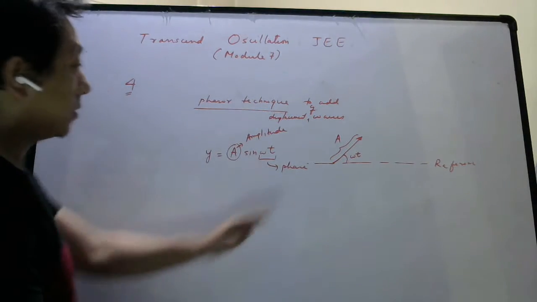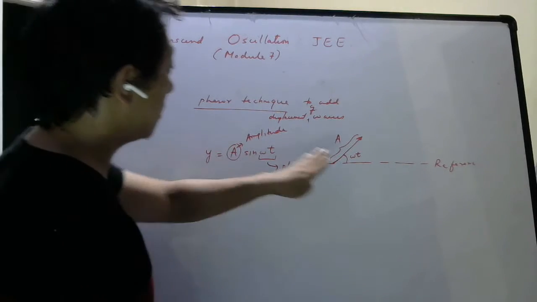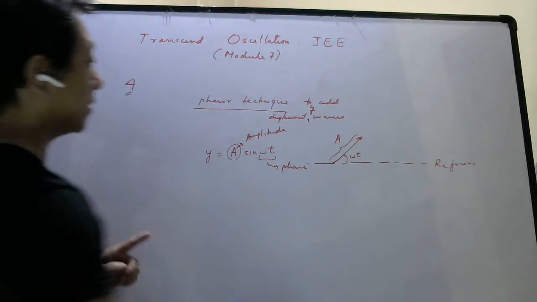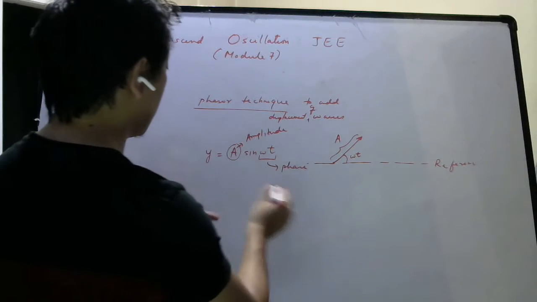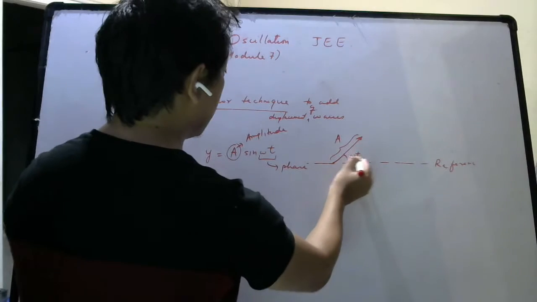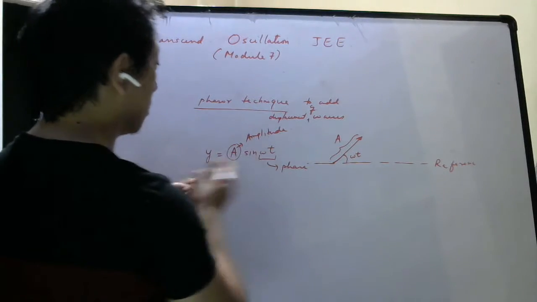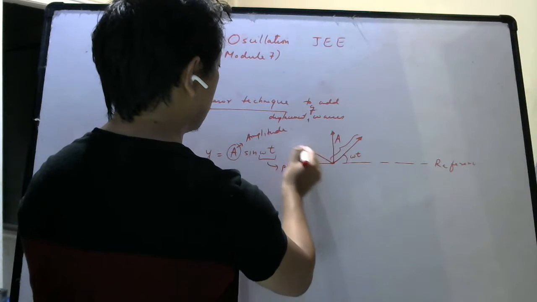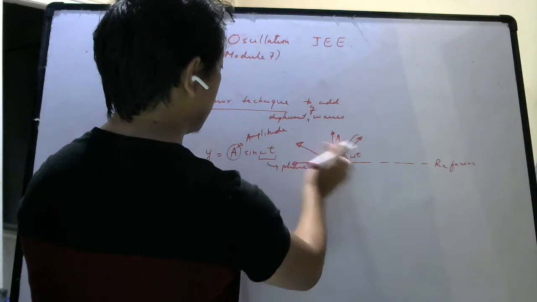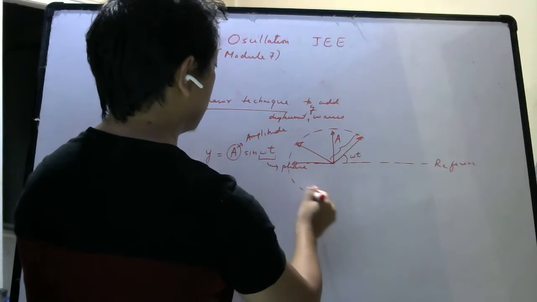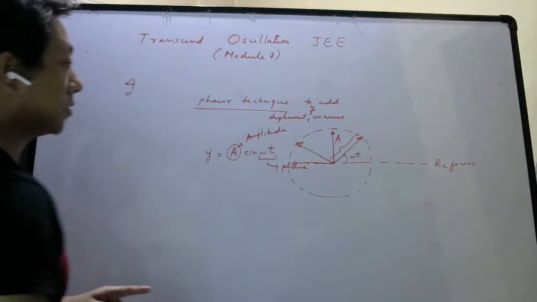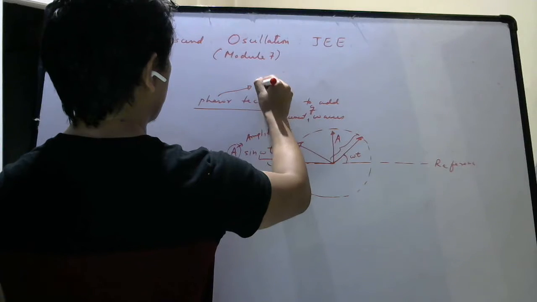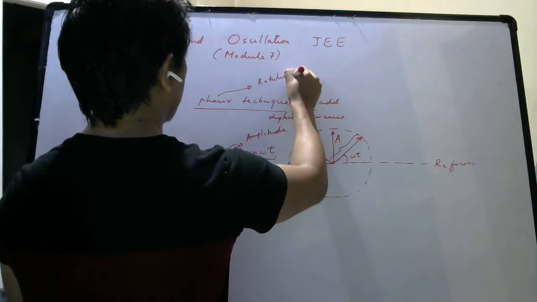So an alternating quantity can be represented schematically by a diagram. With time, this phase will keep increasing because t will increase. Amplitude is constant because we are not considering damped oscillation. So after some time this arrow will come here, then here, but the angle keeps increasing. Basically this will revolve in a circular path. That's why phasors are also called in literature rotating vectors, though it is not actually a vector.